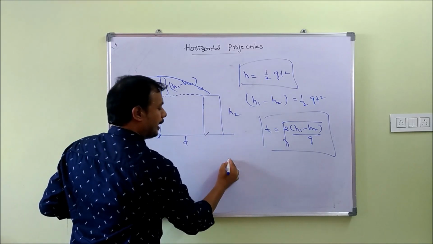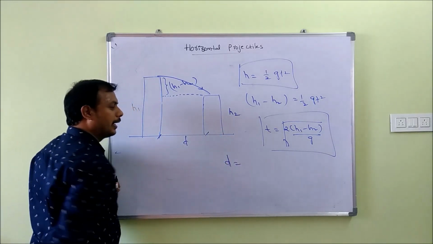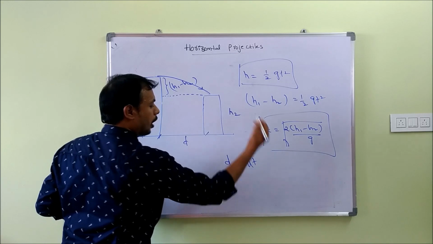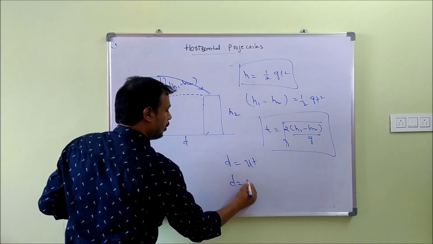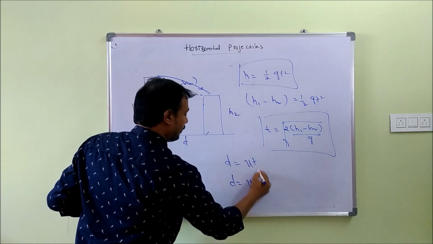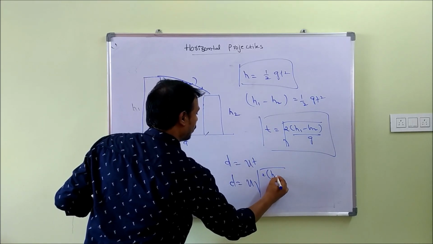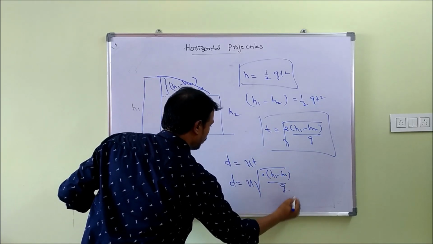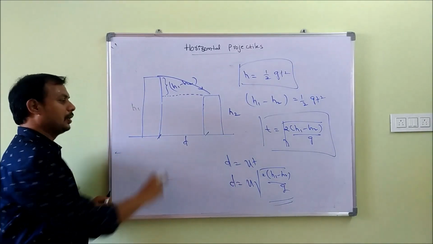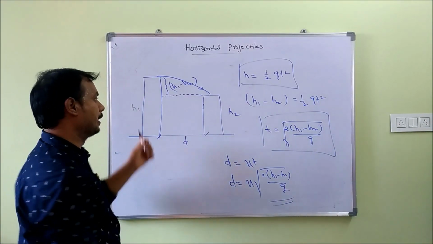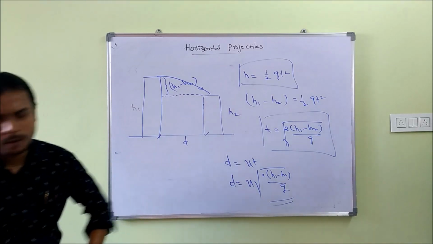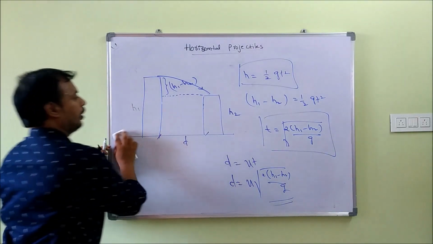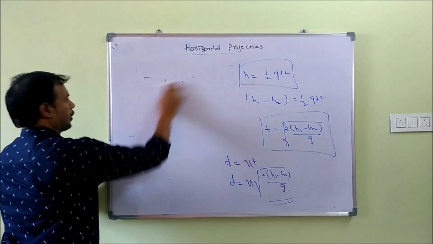Now what is the horizontal distance? Horizontal distance is equal to horizontal velocity into time, that is distance d equals velocity times time. Just now we calculated the time, root over 2 into (h1 minus h2) by g. So this is the horizontal distance. This is one of the applications in horizontal projectile. Now one more application. See the one more application.